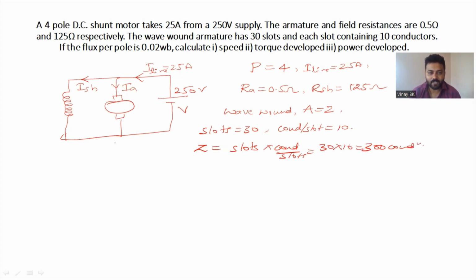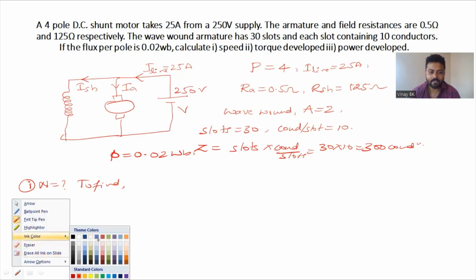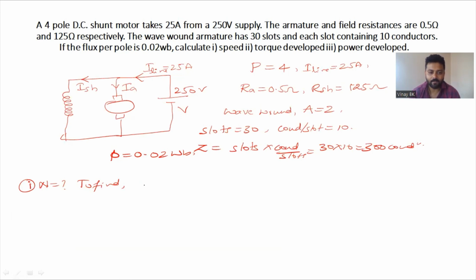Then they are given flux per pole, phi equals 0.02 Weber. They asked you to calculate the speed of the DC shunt motor. N you have to find. To find N, use the back EMF equation, that is EB is given by phi Z NP divided by 60A. Everything they are given, but you don't know the value of EB here. So you need to find the value of EB.